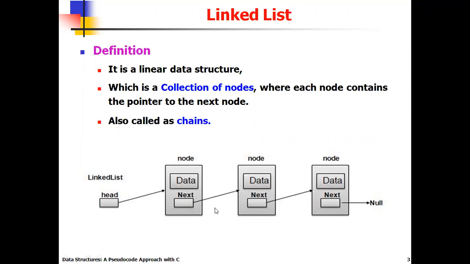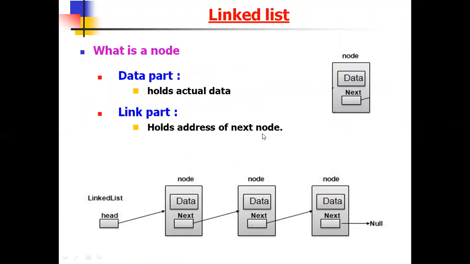And the linked list is also called a chain. So this entire list is also called a chain. Okay, so chain is nothing but a linked list. The very important part is a node here. I have shown in the diagram here, a node consists of two parts, data part and the next part.